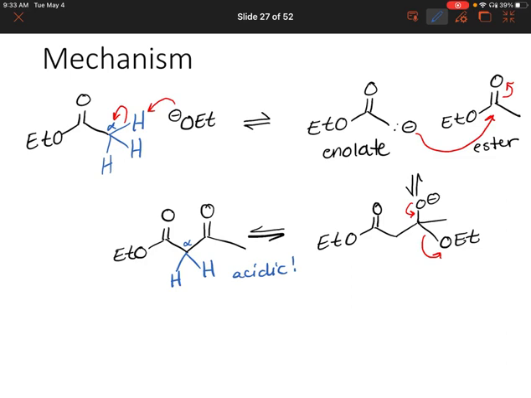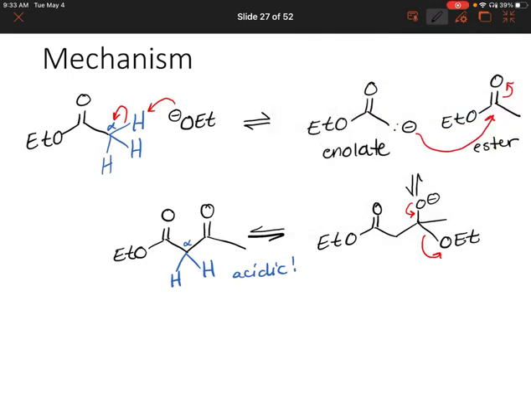Well, remember, if we look at the conjugate base, there are two carbonyl groups, so we can form two resonance structures on the conjugate base, which means the conjugate base is super stable, and that's going to make the original proton that was there very acidic.